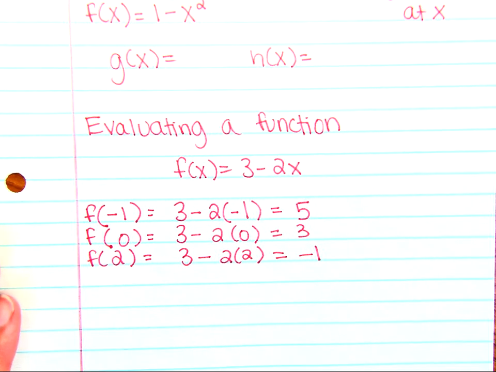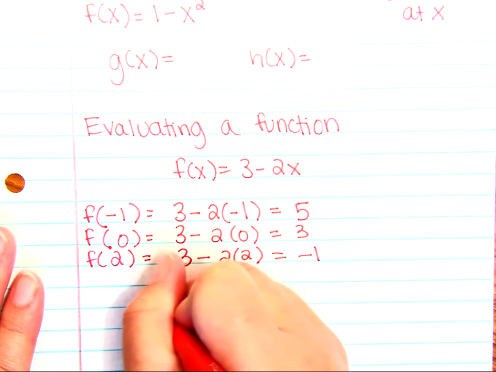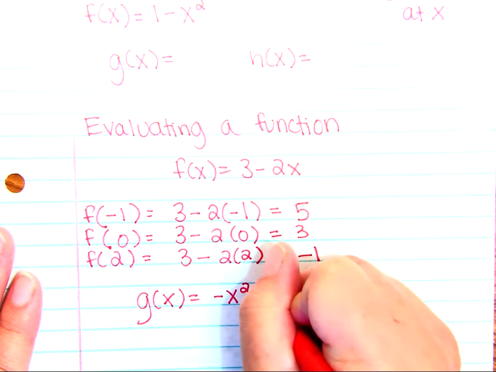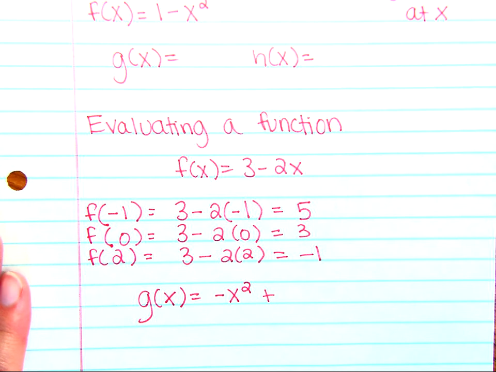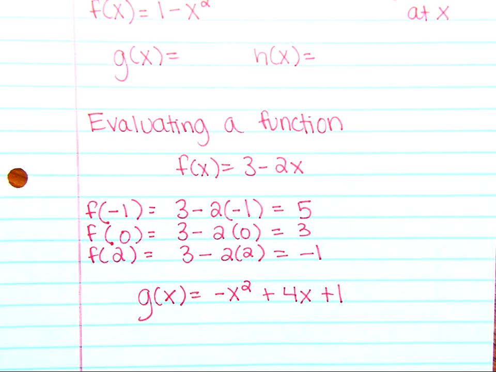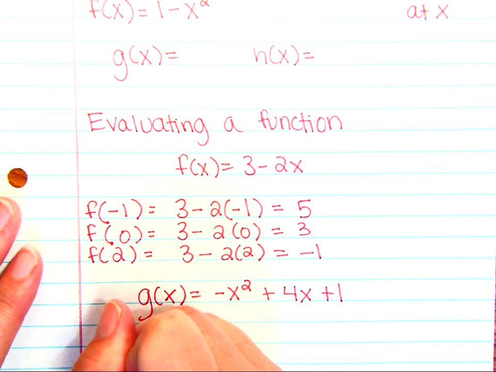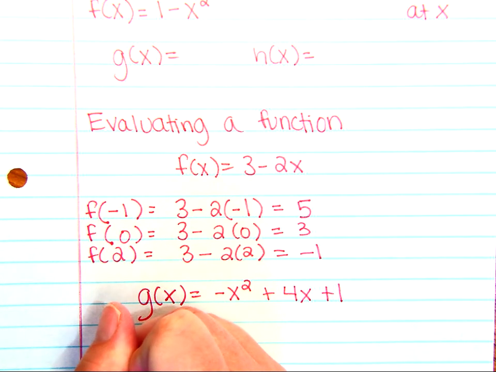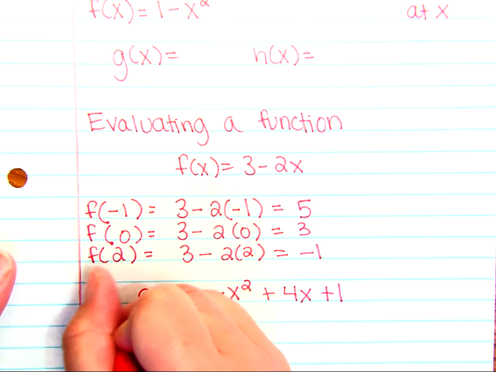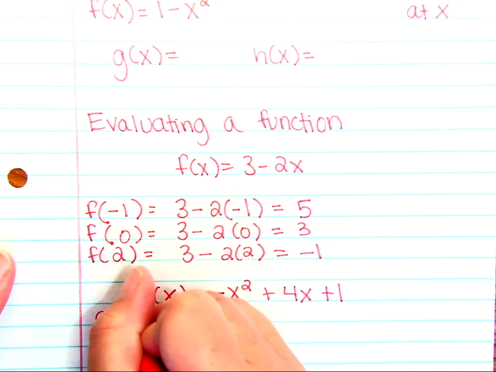So we can evaluate a function at certain numbers like we just did in the previous example. We can also evaluate a function at an expression. So my new function is going to be g of x equals negative x squared plus 4x plus 1. And I want to evaluate that at g of x plus 2.